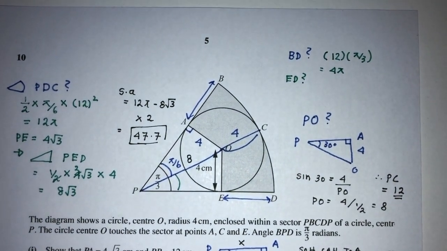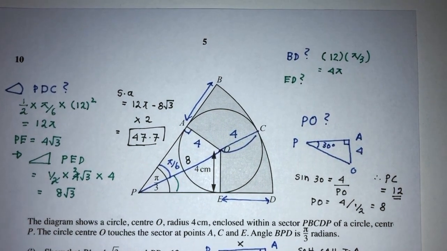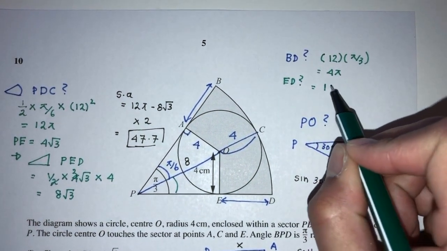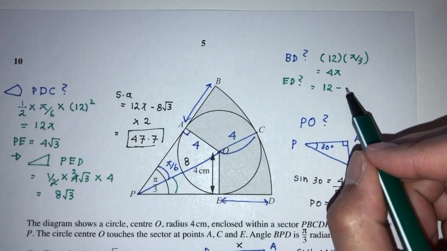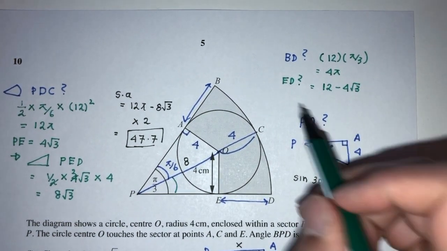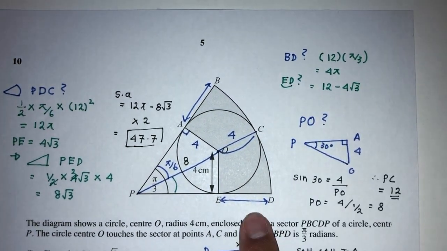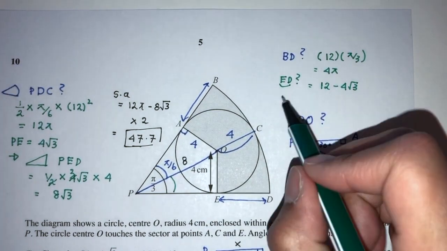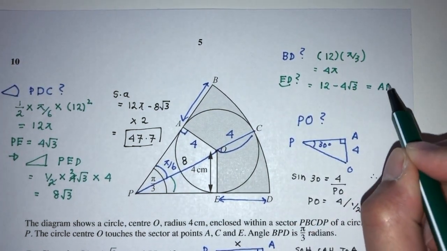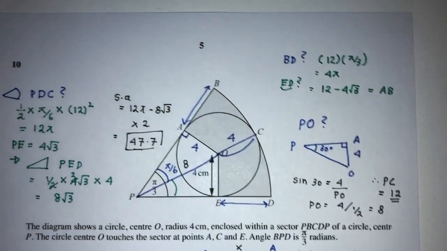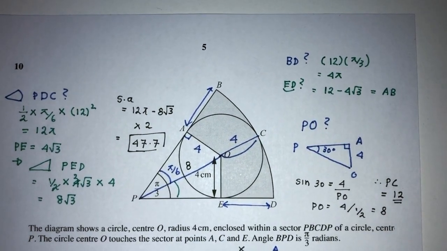So we know that PD is equal to 12. So ED has to be 12 minus PE. PE is 4 root 3. Now, ED is the same as AB, so it is equal to AB. Right. Now we just have to add all the sides to find the perimeter.